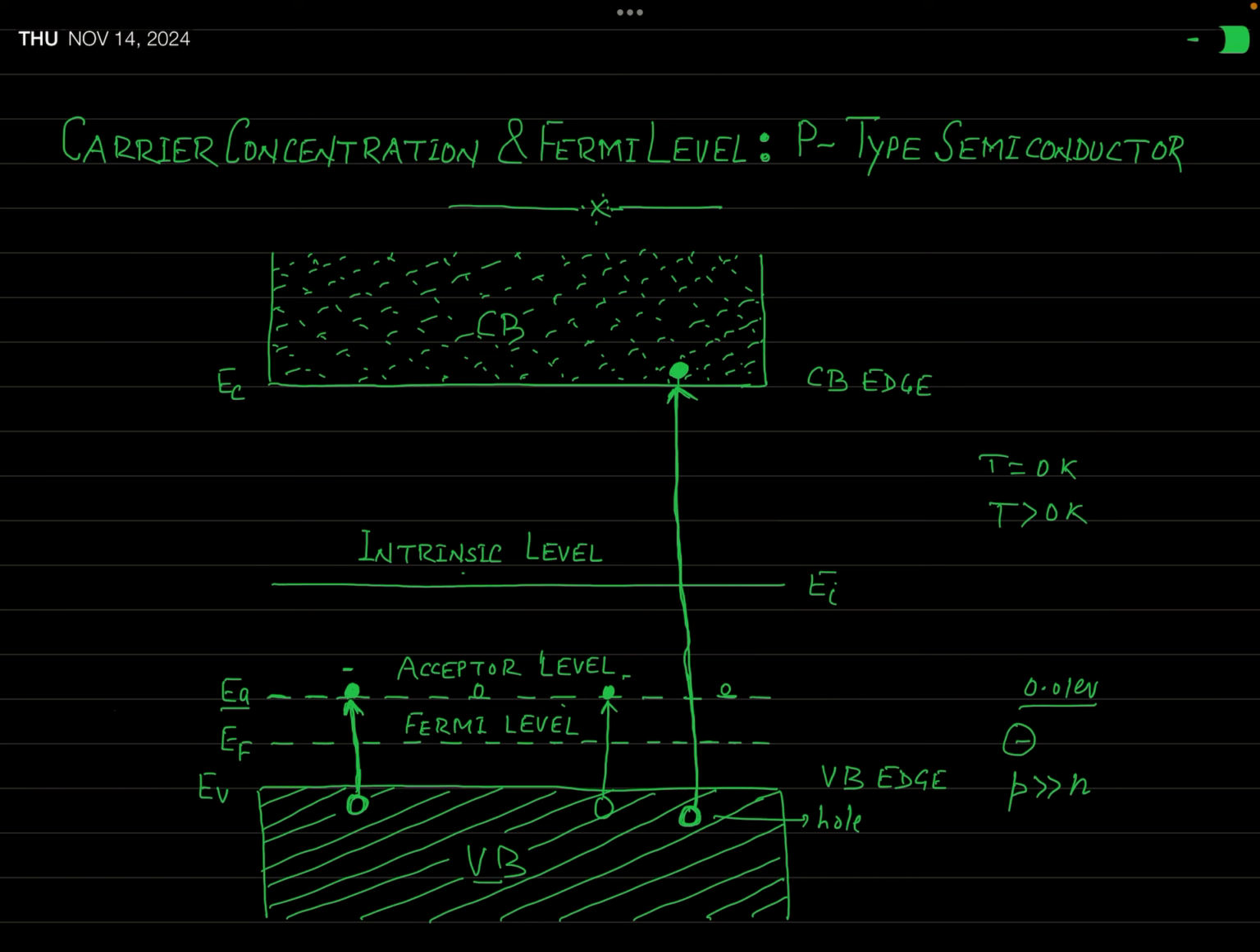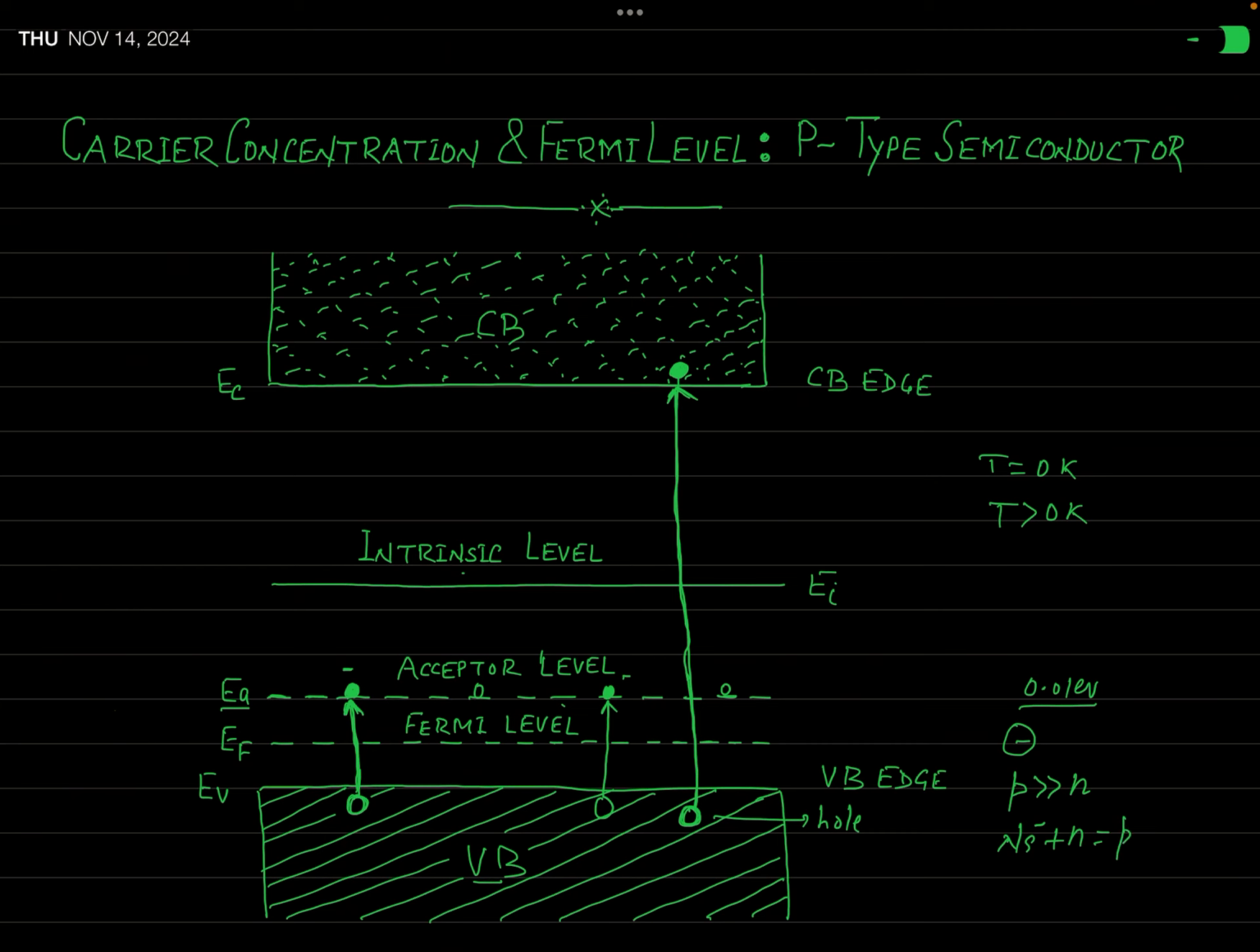So what will actually be the total number of holes in this valence band in that condition? That will be the sum of the number of ions in the acceptor level, that is Na minus, plus the concentration of electrons in the conduction band. That will be equal to P.